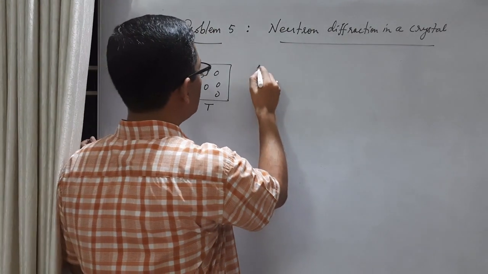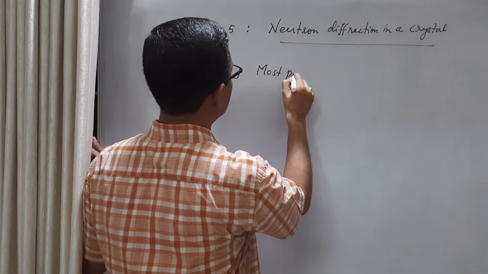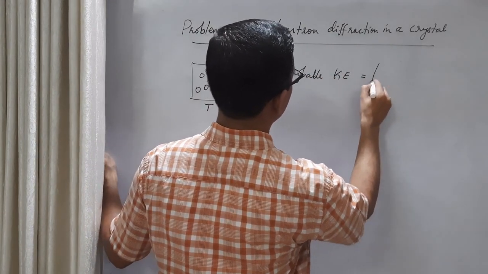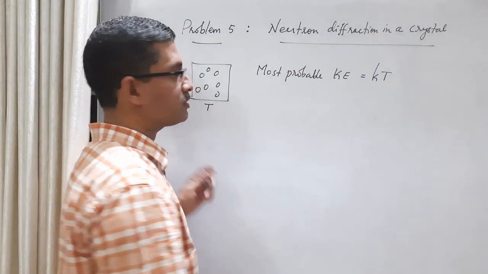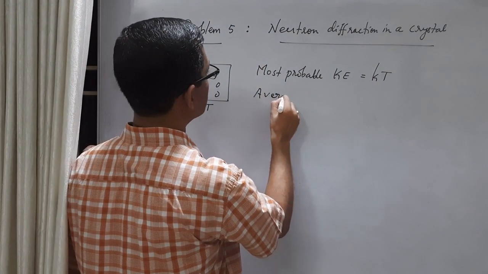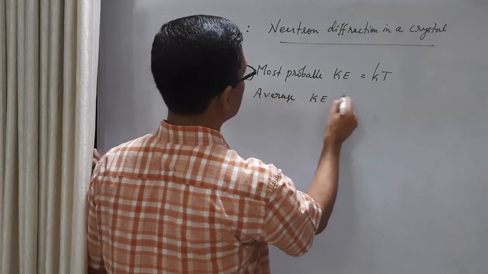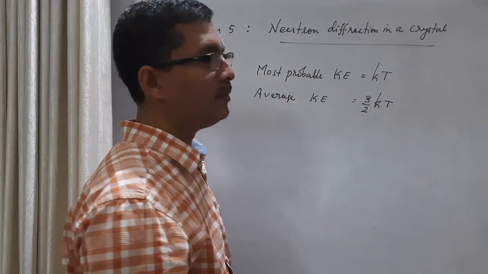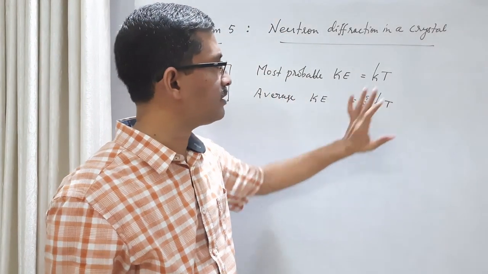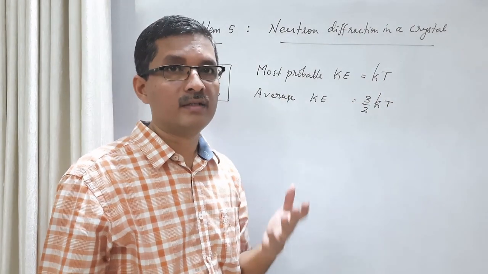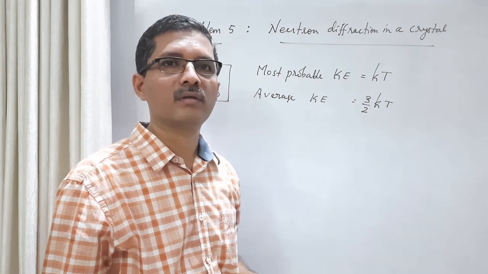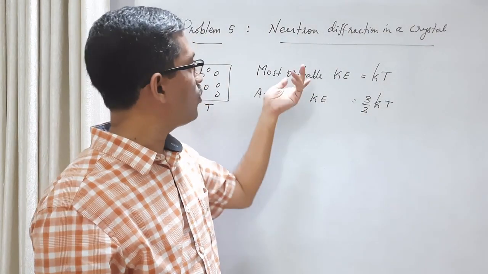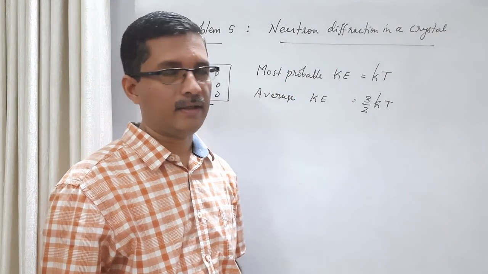Then their most probable kinetic energy is equal to kT, where k is the Boltzmann constant, and the average kinetic energy is 3 by 2 kT. I am sure that the second result is at least familiar to you from the kinetic theory of gases, which you have studied in your higher secondary. So the average kinetic energy is 3 by 2 kT. In addition to that, the most probable energy is kT.